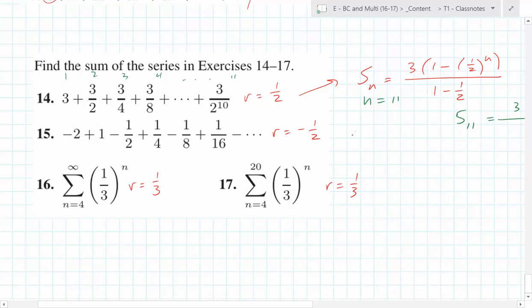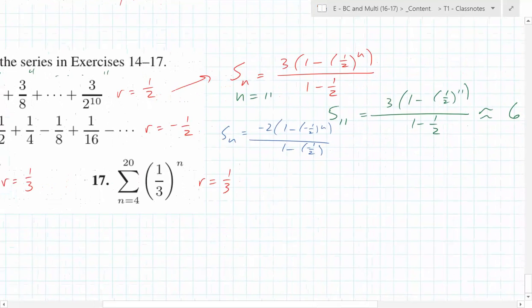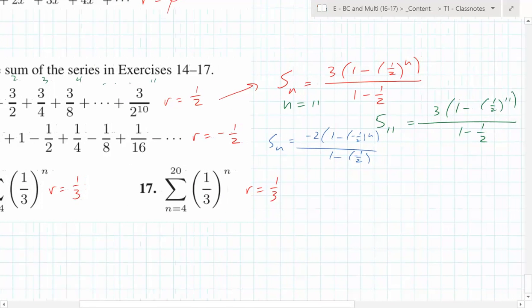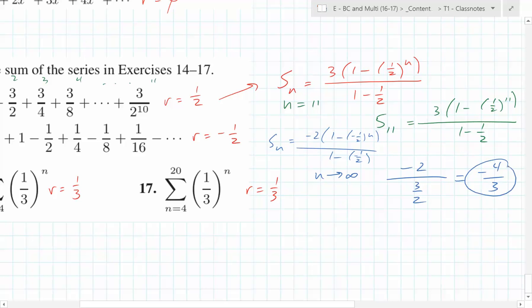That one's going to be what? Sn is equal to what? Negative 2 times 1 minus negative 1/2 to the n all over 1 minus negative 1/2, right? Nice. So that's going to infinity, right? So if n goes to infinity, what do you end up with? Negative 2 over 3 over 2. So you end up with negative 4 over 3. Yay, exciting.